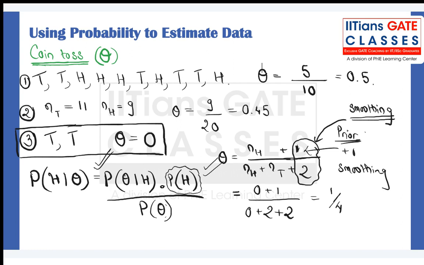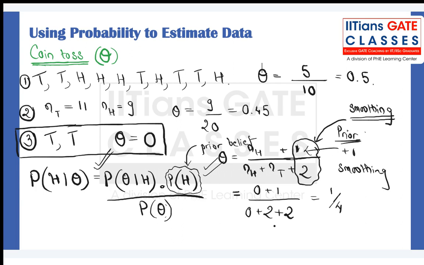This P of H means what is the probability that you are getting a head? Does it talk about theta at all? No. What is the probability of head initially in the coin is what I said, 1 by 2, which is your prior belief.